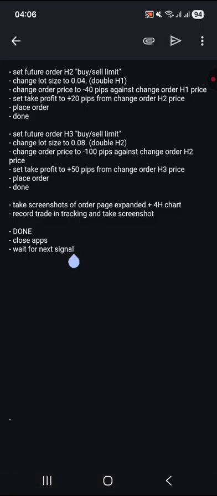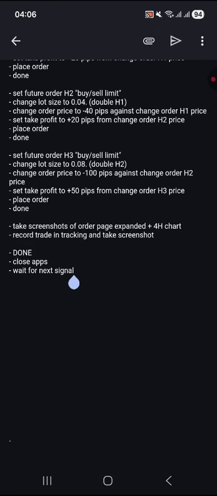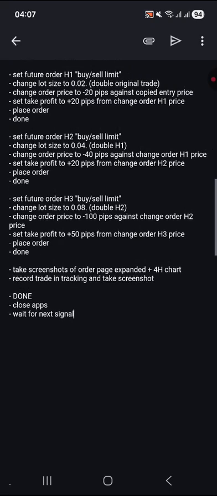Then I take screenshots of the order page. I expand the order page just like I did. I take the screenshots, and then I go to the 4-hour chart. I expand the 4-hour chart, make sure I can see all the hedge levels if possible. And I take a screenshot of that, and then I record the trade in the tracking, and I take a screenshot of my tracking, and then I'm done. I'm done with the trade, placing the trade.